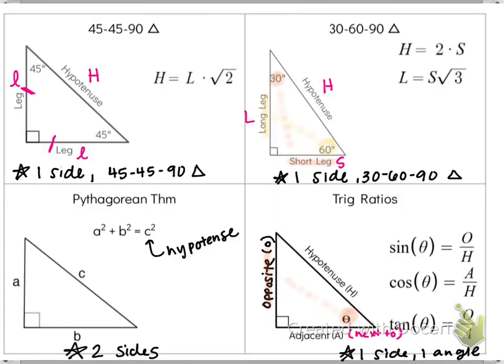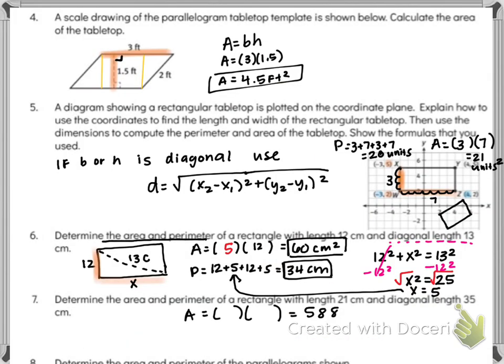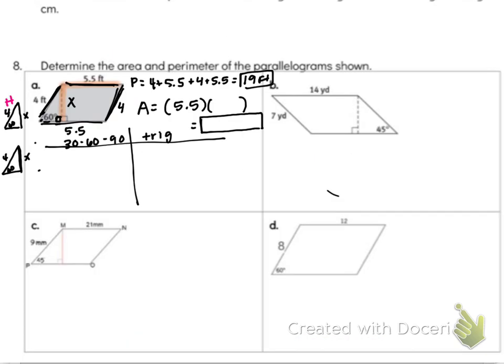Now, we need long leg and short leg. Now, remember, how do you find short leg? You look across from the 30. How to find long leg? Across from the 60. So looking at this one, I have that 60-degree angle. And across from that 60 degrees is this side right here. So that means that this one's L, this one is S.